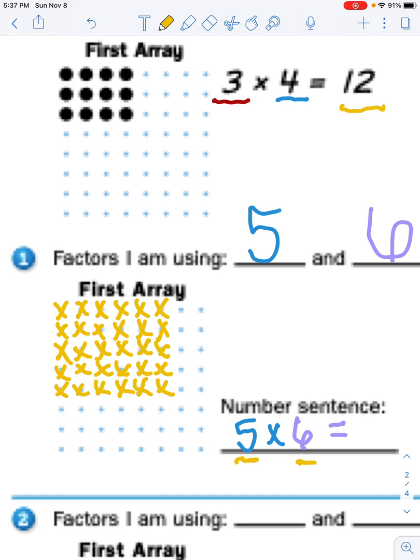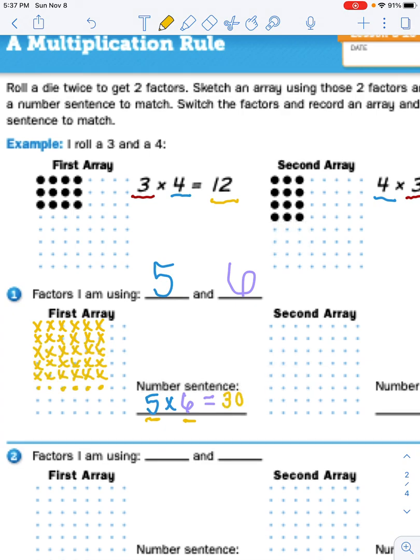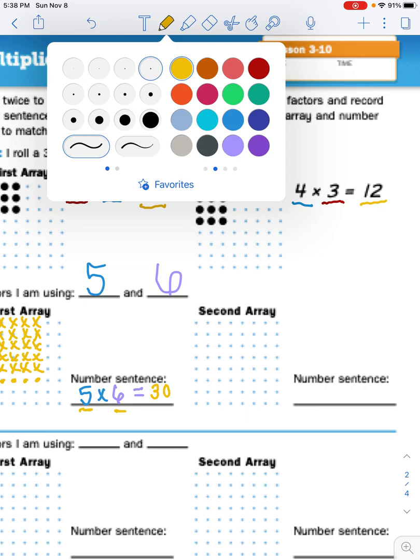Okay. Now, to find that answer, I'm good at counting by 5, so I'm just going to count by 5. So 5, 10, 15, 20, 25, 30. I did 5 six times, so that answer is 30. And now, to prove to you that the turnaround rule works, I'm going to flip my 5 and 6 around and see if I still get 30.